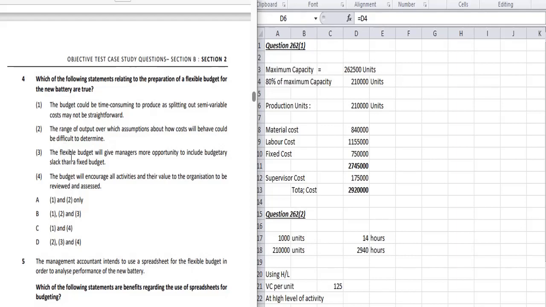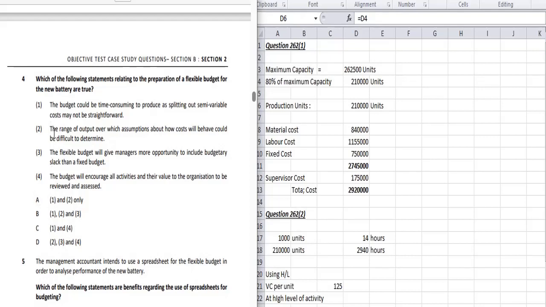The flexible budget will give a manager more opportunity to include budgetary slack than the fixed budget. Actually, in the flexible budget, we simply adjust the numbers, so there will be no chance for the manager to include budgetary slack. It will be possible in the case of a bottom-up approach. So this is also not correct. So option B has gone, so the only option remaining is A, which is correct.